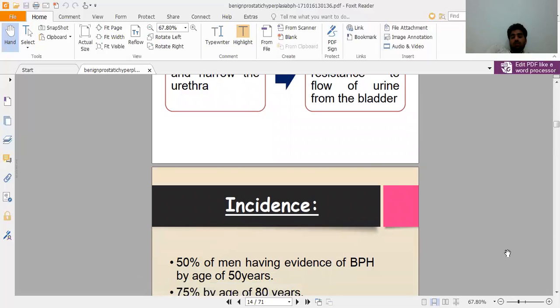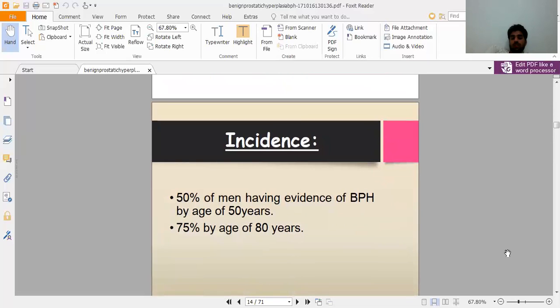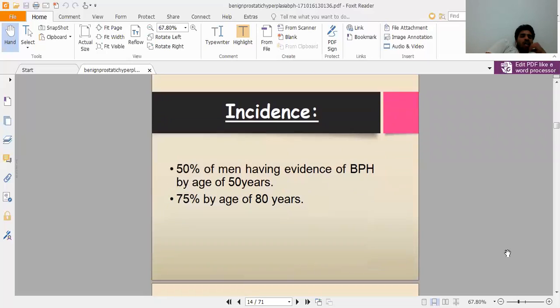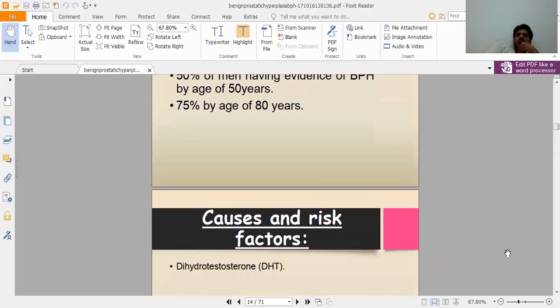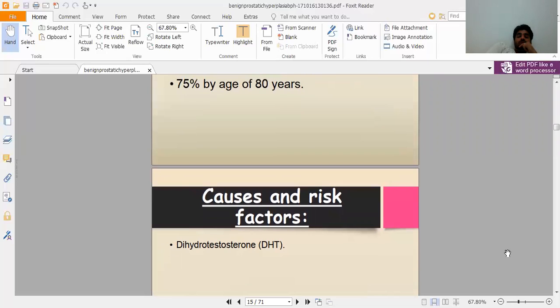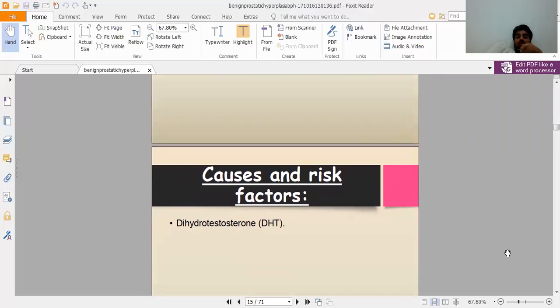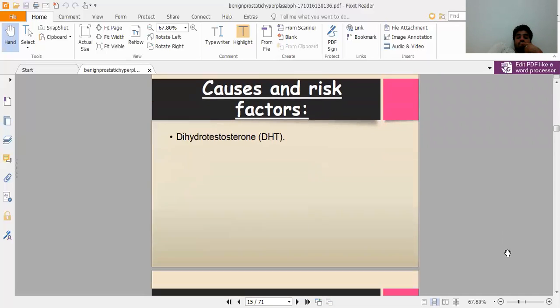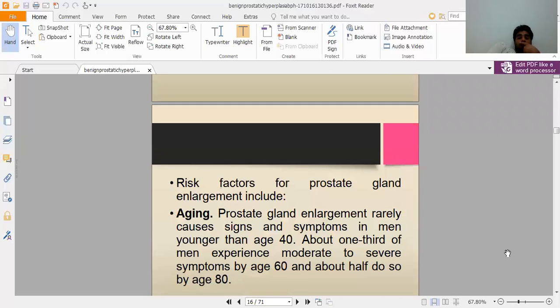Incidence: as you can see, 50% of men have evidence of BPH by age of 50 years, 75% by age of 80 years. And risk factors: dihydrotestosterone, DHT. Risk factors of prostate gland enlargement include aging.